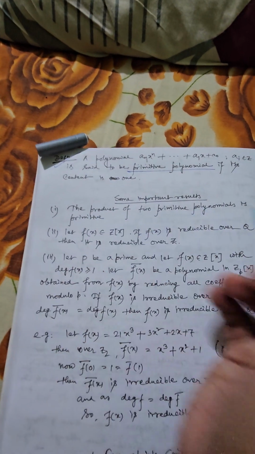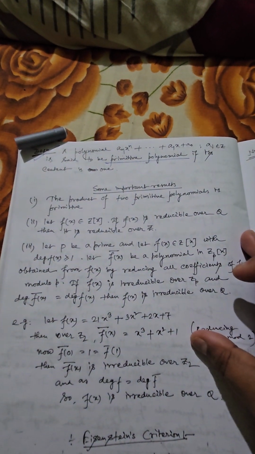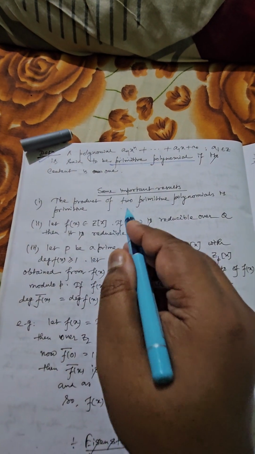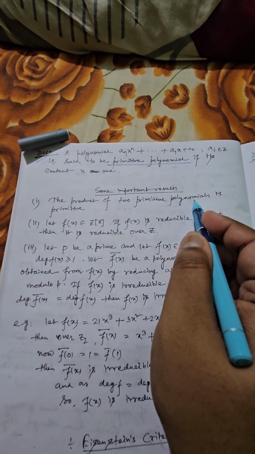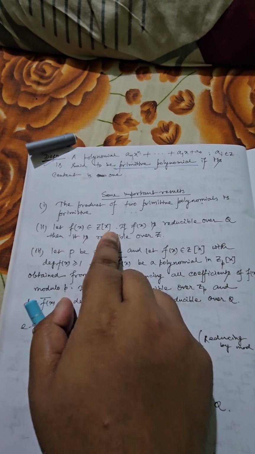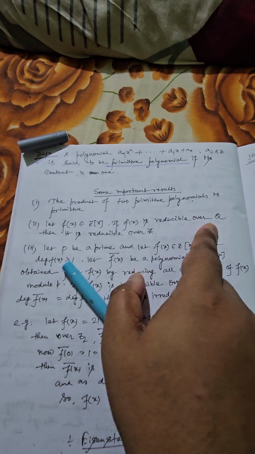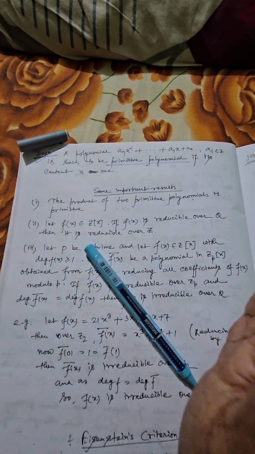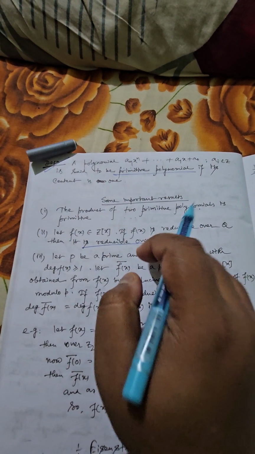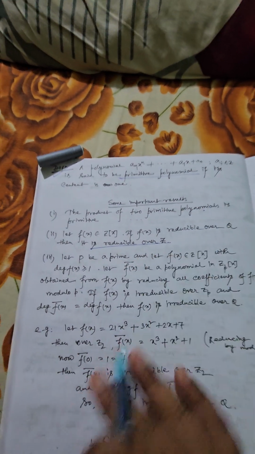Here again, for your convenience, I have given some important results which can be used for solving different problems. For example, if two primitive polynomials are taken, then their product is also primitive. Second one is: f(x) belongs to Z[x], then if f(x) is reducible over Q, suppose it is given to you, then it is definitely reducible over Z. Sometimes we can use this criteria in order to solve different problems.